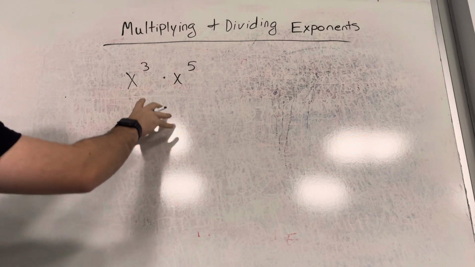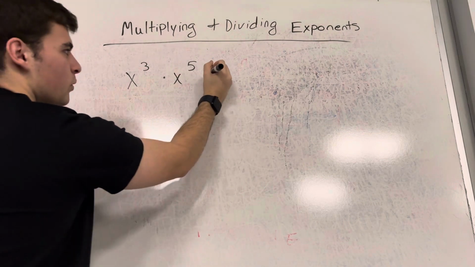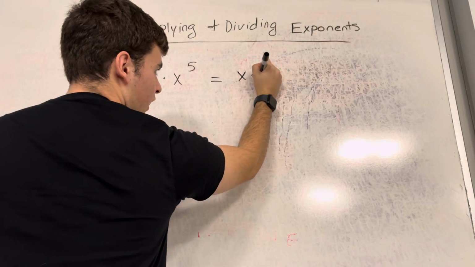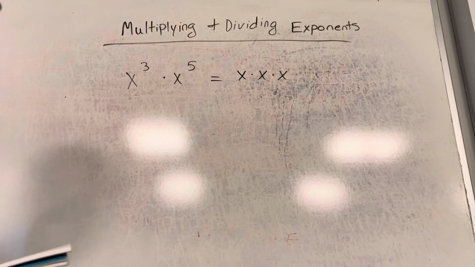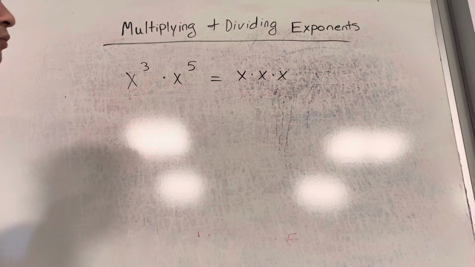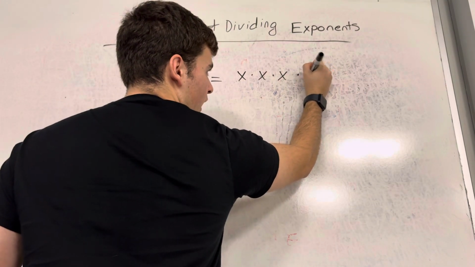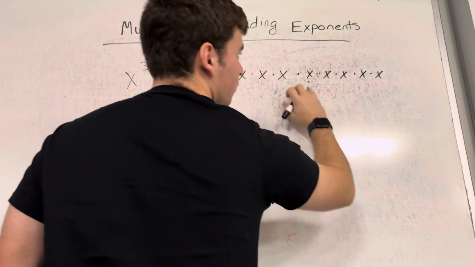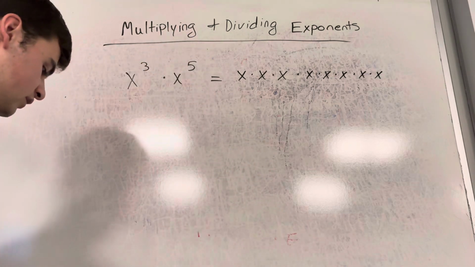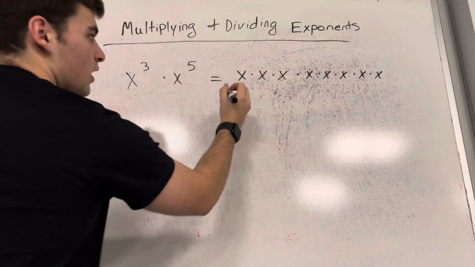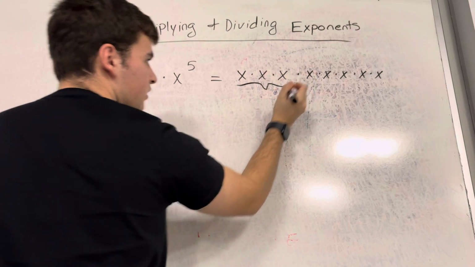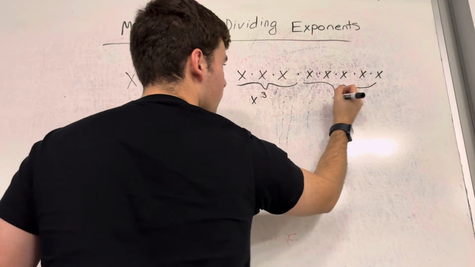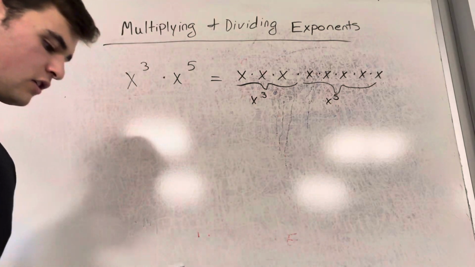So let's unravel this. If we were to see x to the third unfolded, that would look like x times x times x, right? And then if we were to see x to the fifth, we would see it come out as x times x times x times x times x. So we'd see x times itself 5 times. So if we take this part, we see x to the third, and if we take this part, we see x to the fifth, right?